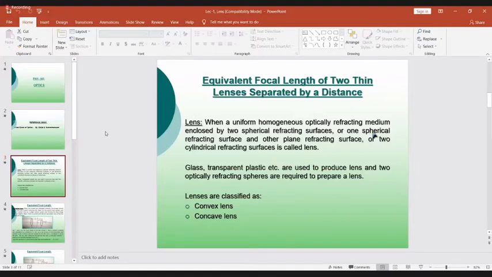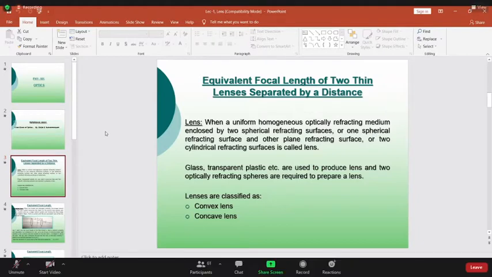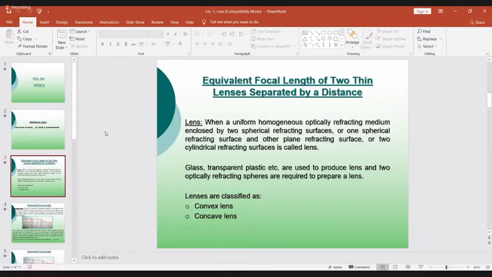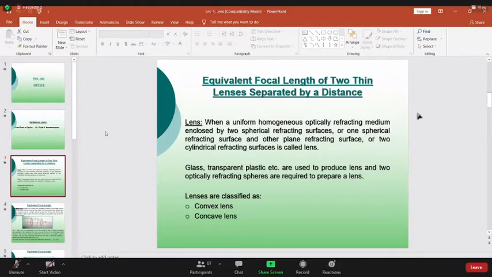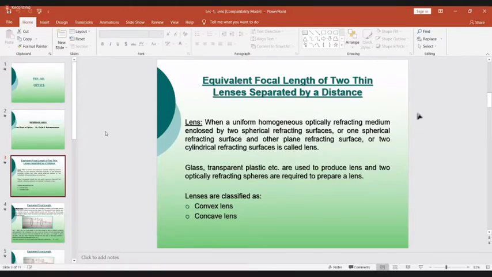There are many types of lens. In broad aspect, it is classified into two types: convex lens and concave lens. That's all. This you may get as a definition. What is lens? Nothing else. But our main focus is that we have to find out the equivalent focal length of two thin lenses. See the headline. Equivalent focal length. What is the meaning of equivalent?